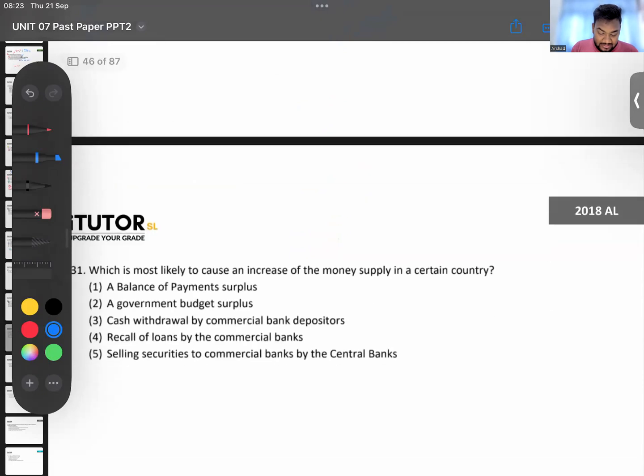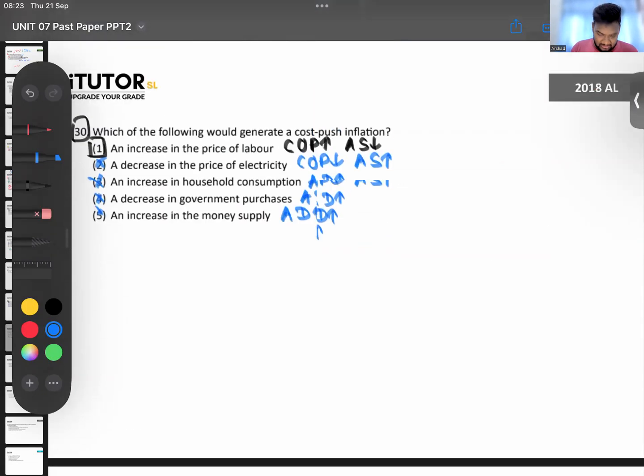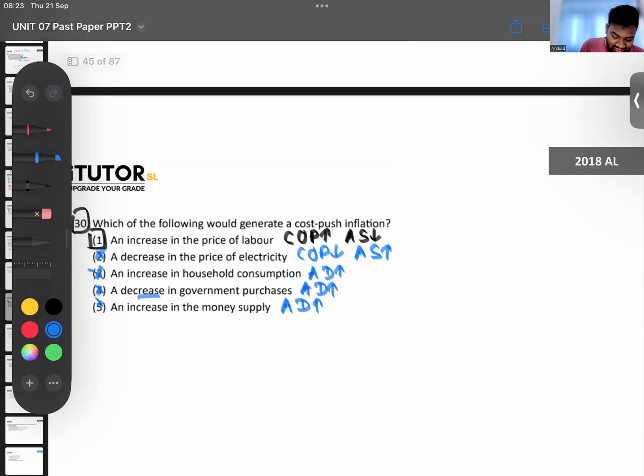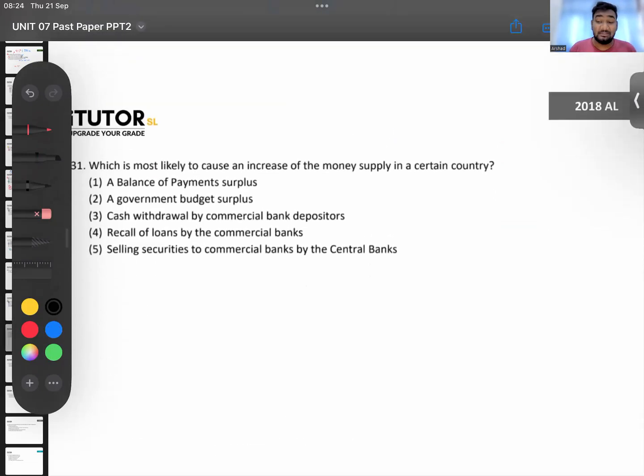Okay. 31. Which of the following will most likely cause an increase in the money supply in a certain country? Sorry, the fourth one is a decrease in government purchase. Yes, aggregate demand will come down. Which of these will cause an increase in the money supply? We have done very similar questions like this, guys.